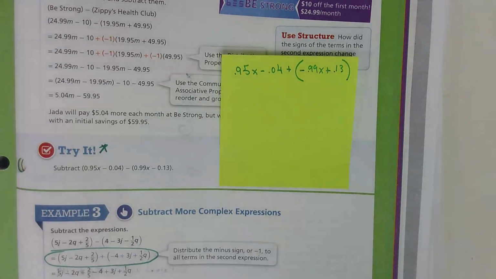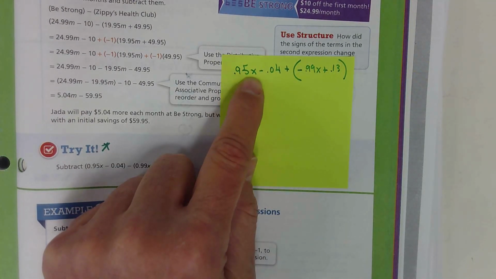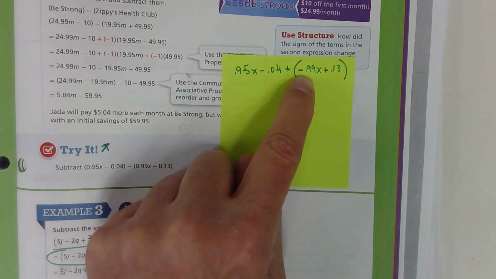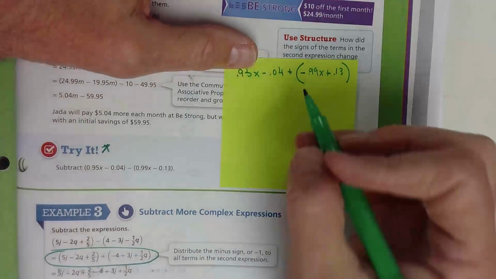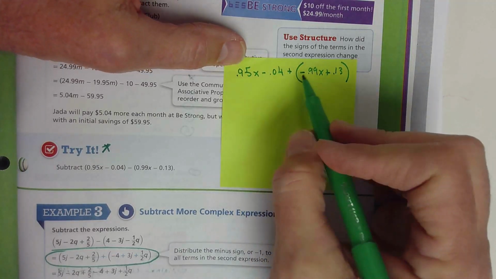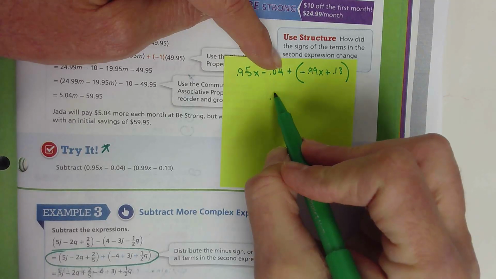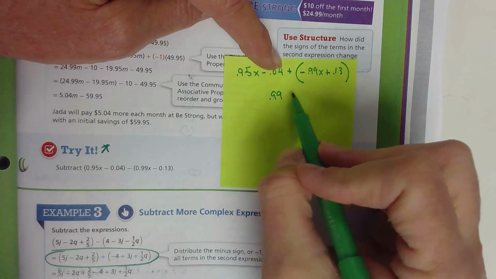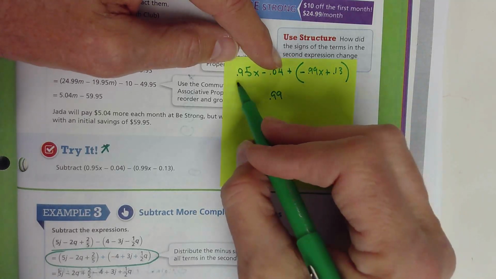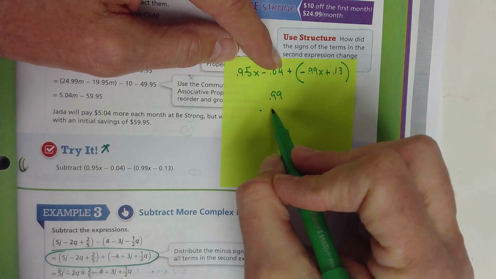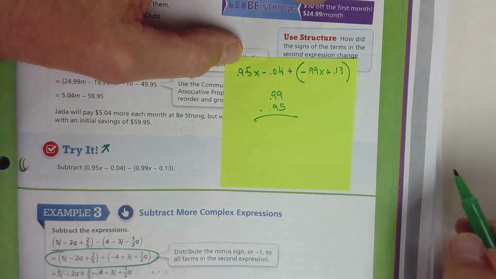So now I'm just looking for some like terms to deal with. Here I have a 0.95x subtracting a 0.99x. So I just want to find the difference between the two. So I'll put a 0.99x, and I'm going to subtract 0.95. Okay.